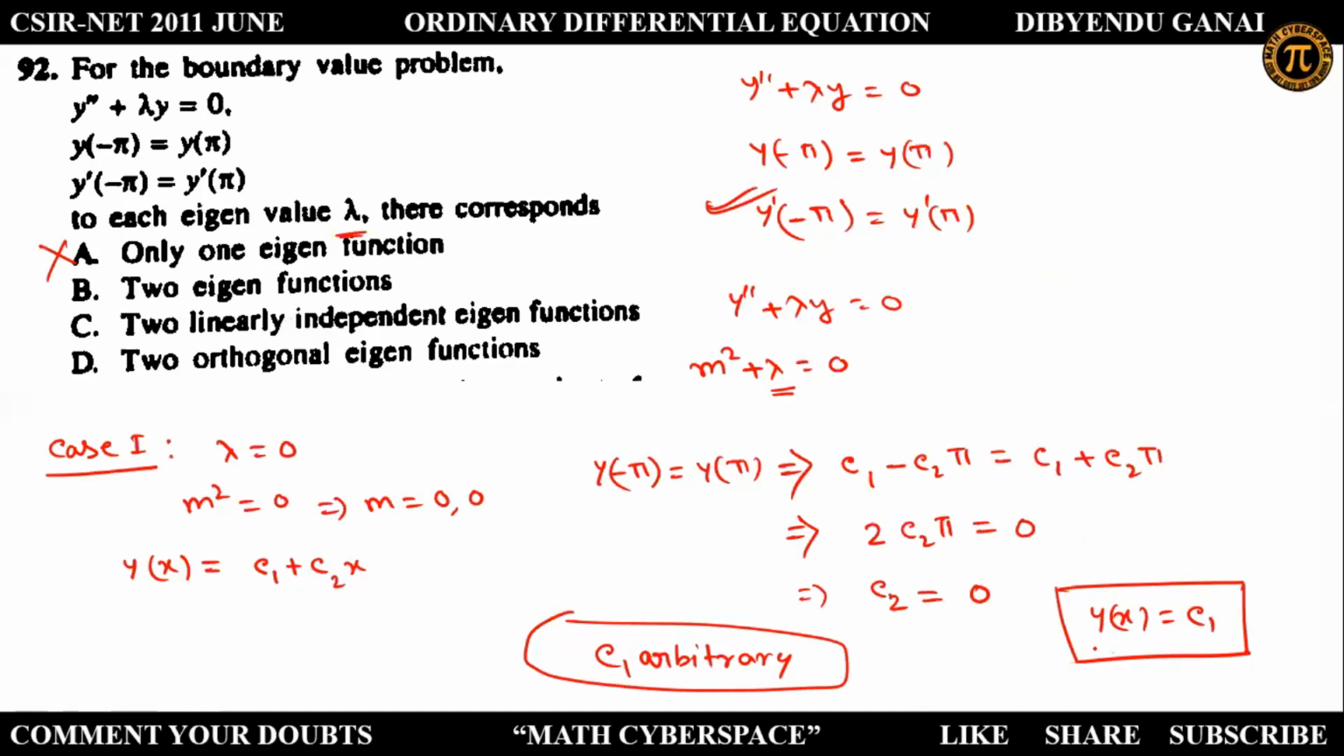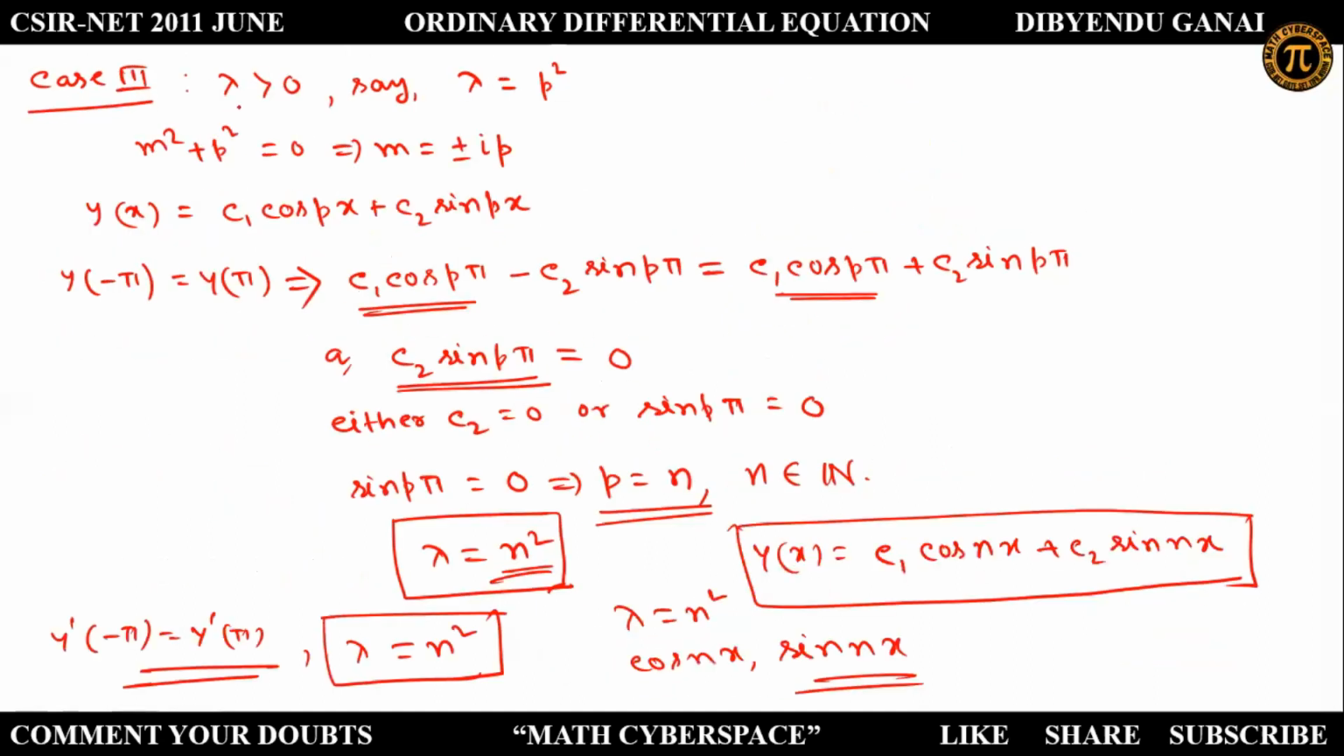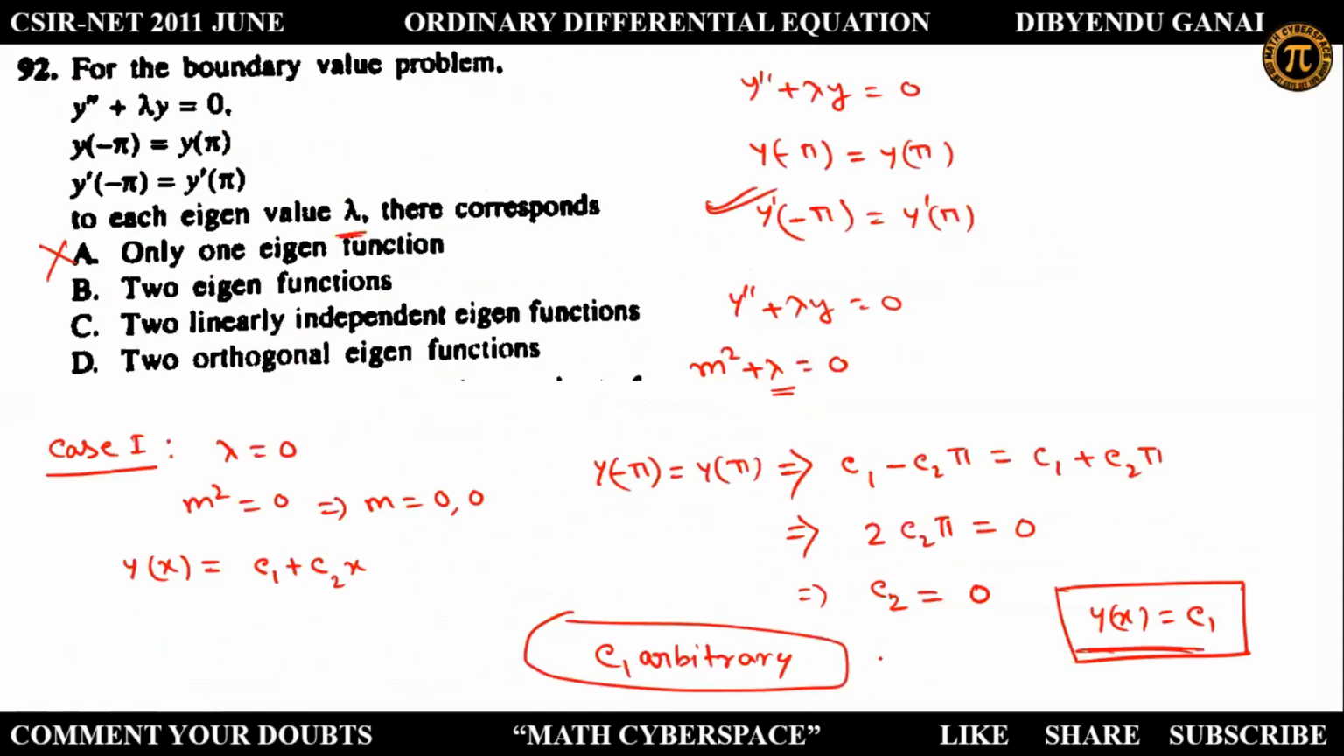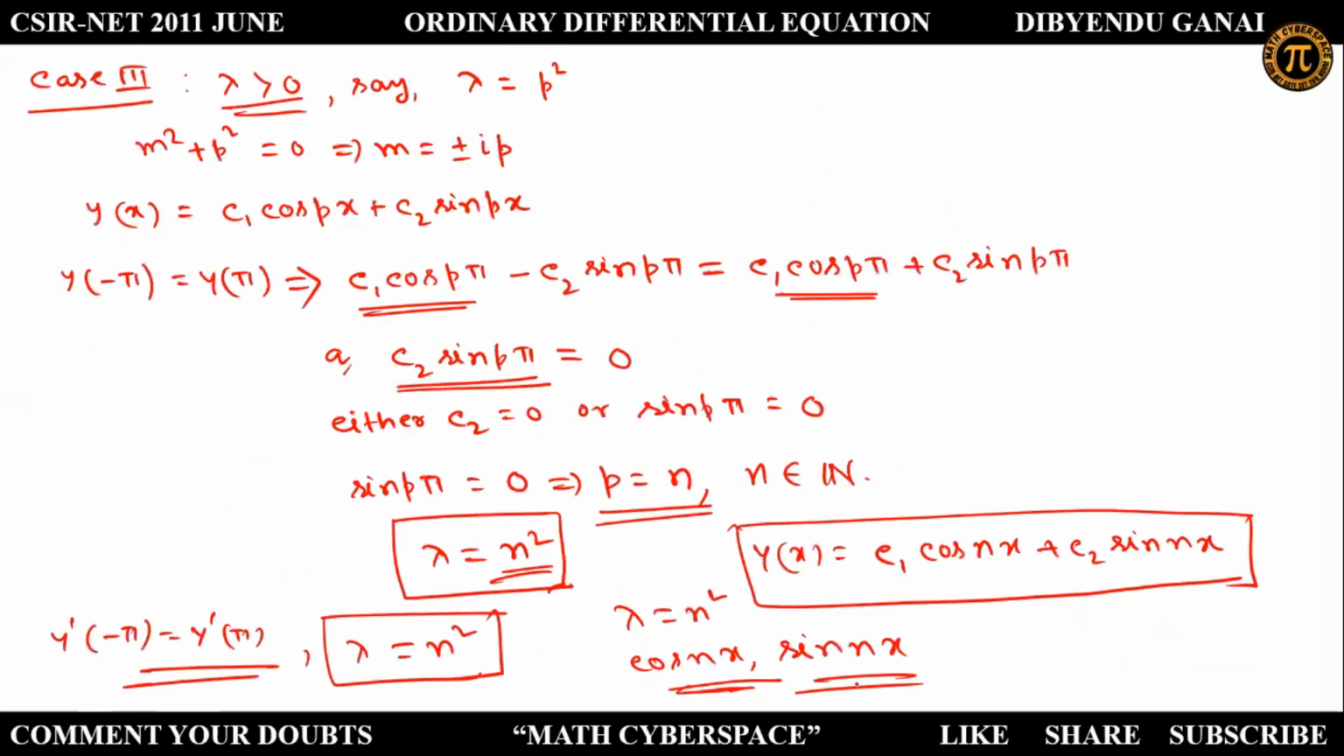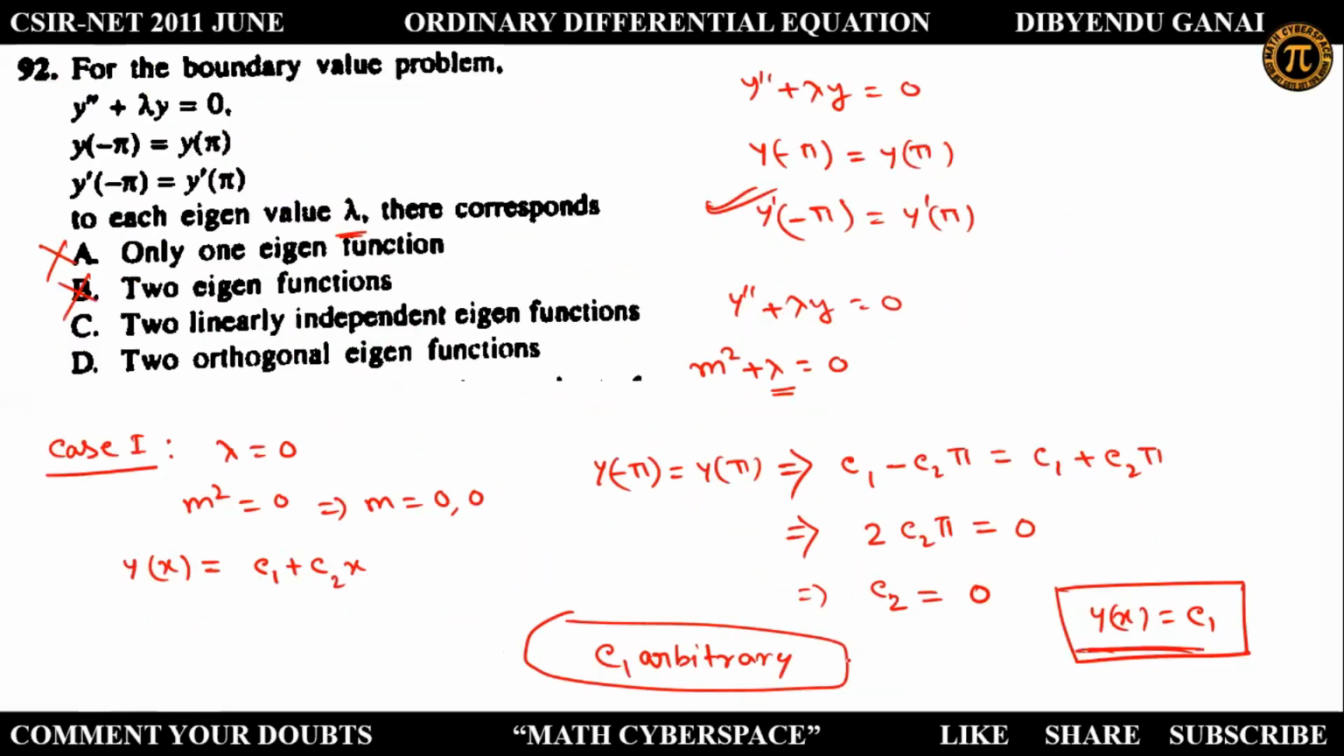For lambda equals 0, here this is an eigenfunction, and when lambda is positive, we have gotten 2 eigenfunctions, cos nx and sin nx. So option B is also incorrect. Now option C is 2 linearly independent eigenfunctions. Yes, this is correct, because here cos nx and sin nx are linearly independent. So option C is correct.